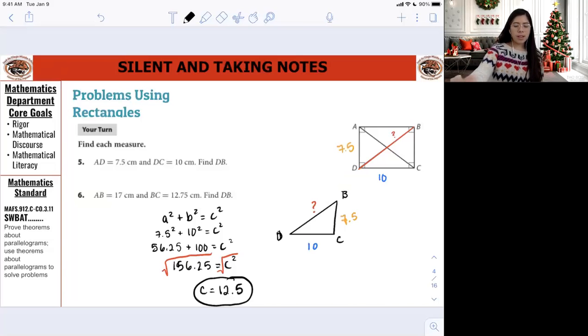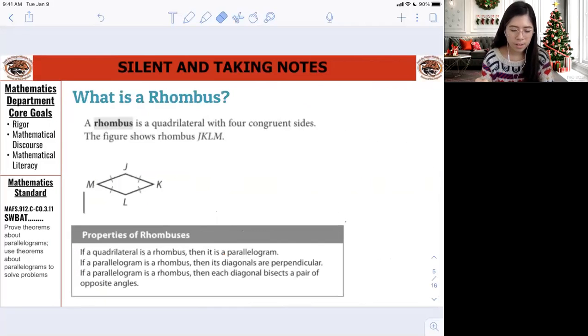All right, then for number 5, it's very similar. I might skip it because it is very similar, but let's just see what this one is. AB is 17, BC is 12.75, and you're trying to find DB. So it's basically the same thing, just using 2 different numbers. So I'm not going to do it. We don't need to do all that. But any questions on that? Cool. All right. Now let's move on to rhombuses.